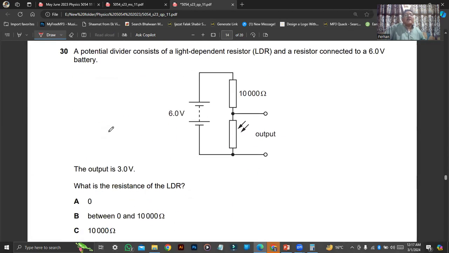Question number 30, a potential divider consists of a light dependent resistor and a resistor connected to a 6-volt battery. The output is 3 volts. So they have taken the output here. This is R2, if you have read that article about the potential divider in your book, and this is R1. From R2, they have taken the V out, and that V out is 3 volt. The voltage of the battery is 6 volt. Their question is, what is the resistance of the LDR? They want me to find out the R2 value.